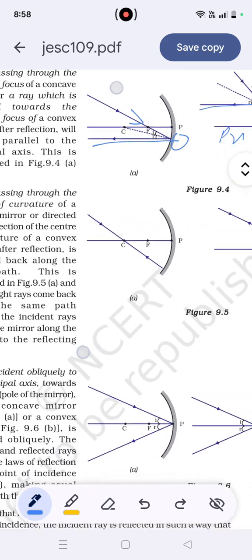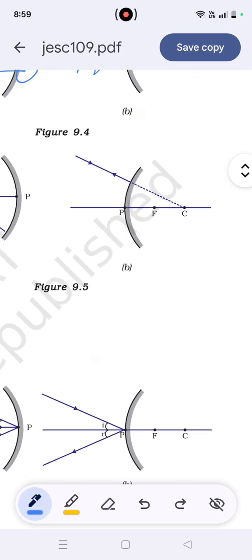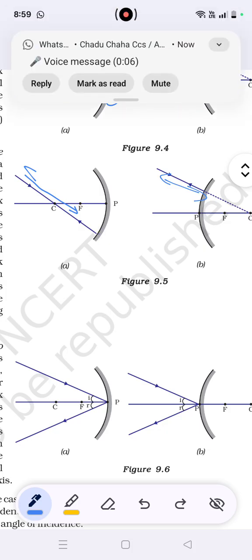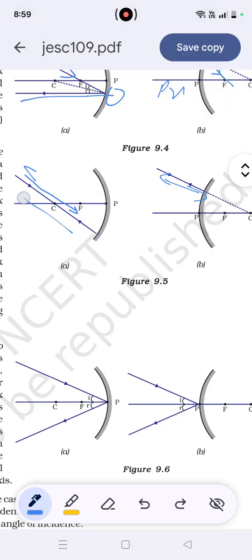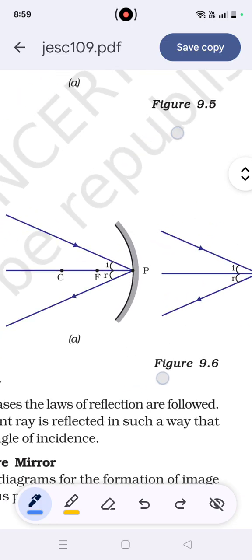Okay, now if a ray passing through the center of curvature, or seeming to be passing through the center of curvature, is incident on the mirror, after reflection it travels the same path. See, you can see it here also. Done. Now this is very important.